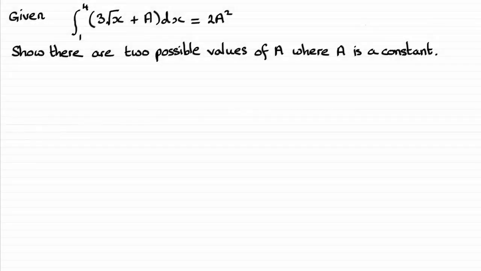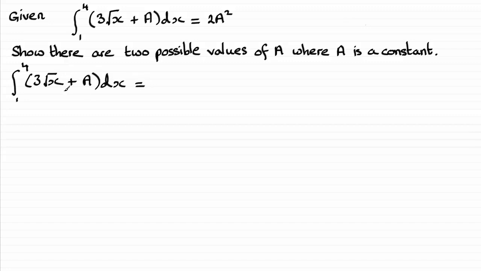So for this question then, we've just got this integral which is equal to 2a squared and asked to show that there's two possible values of a where a is a constant. So in order to do this, what I'm going to do is first of all just copy down that integral. That's the integral between 1 and 4 of 3 root x plus the constant a, and we're integrating all of that with respect to x.